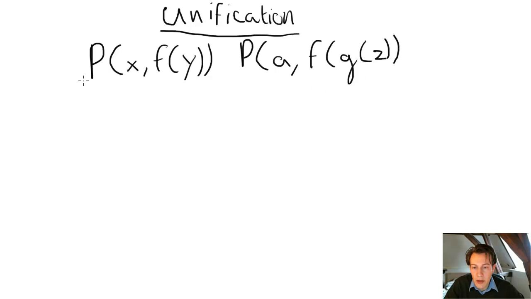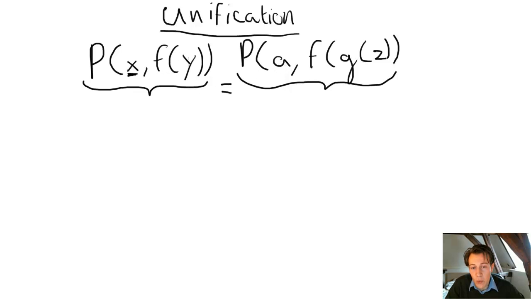So how can we make these formulas be the same? How can we let them look alike? We do this by substitution. x is a variable, so x can change into anything. As we see in this location, P over here has an a, so we can substitute x with a.